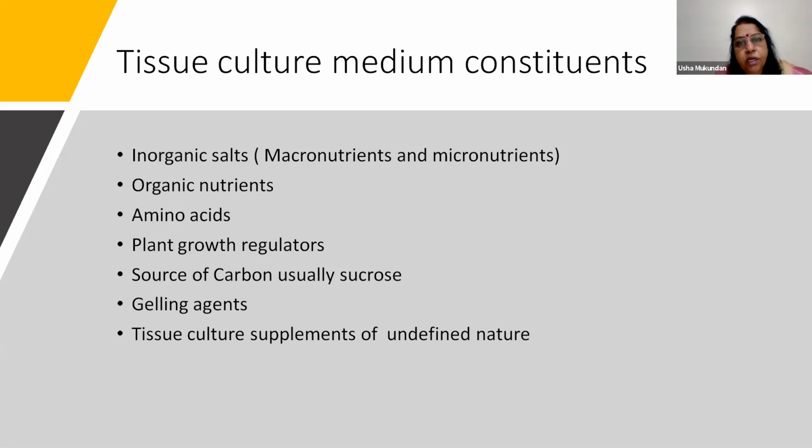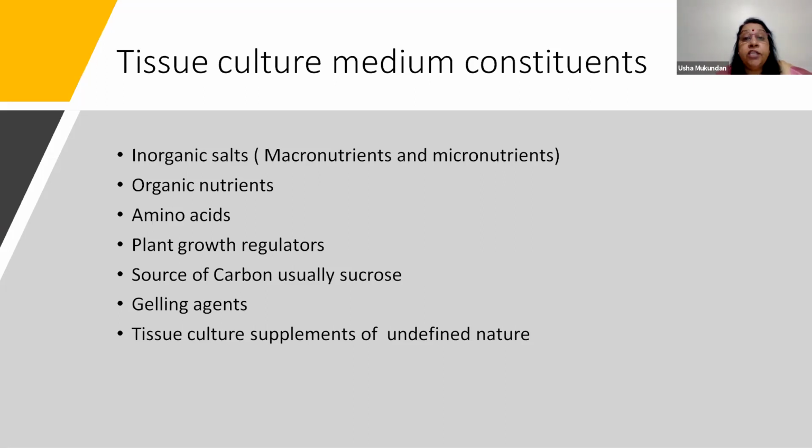You have the root system taking up minerals and water, and then translocating them to the other parts of the plant. Then you have the leaves, which are the main area for photosynthesis. They synthesize the organic food and then translocate it through phloem to different parts of the plant. But when you're growing cells, tissue, or organ in isolation, you have to provide everything in the medium.